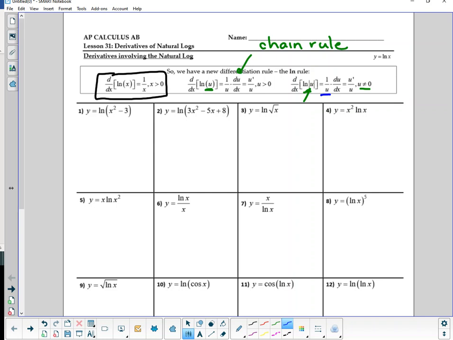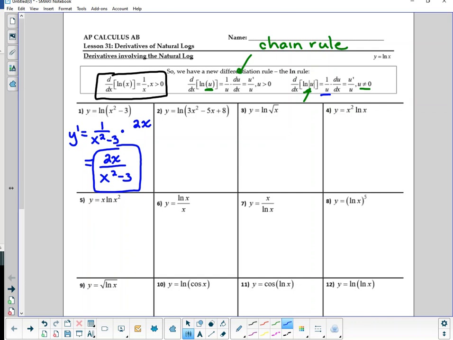Okay. So the natural log of a quantity, a function, x squared minus 3: my derivative would be 1 over x squared minus 3 times the derivative of x squared minus 3, which is 2x. It might be nice to make a cleaner version of that, so 2x over x squared minus 3, but leaving it as 1 over x squared minus 3 times 2x is also appropriate.